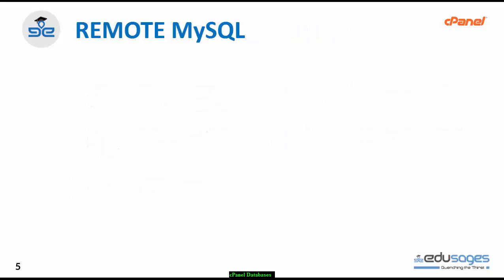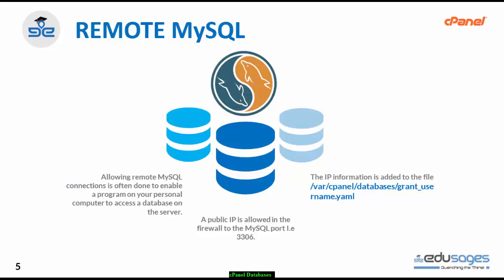We'll go to the next section, remote MySQL. Allowing remote MySQL connections is often done to enable a program on your local computer to access a database on the server. The access is given by allowing the public IP of the database program in the firewall of the server to have access to the MySQL port, which by default is 3306. The IP which we allowed in the firewall is added to the file.